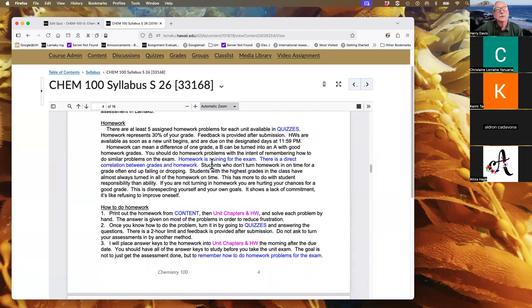The homework is 30% of your grade. Feedback is provided after submission. So as soon as you submit it, you go to the bottom, there's a place you will see feedback. And homework is training for the exam. So there's a direct correlation between people who do the homework and how well they do on the exam.